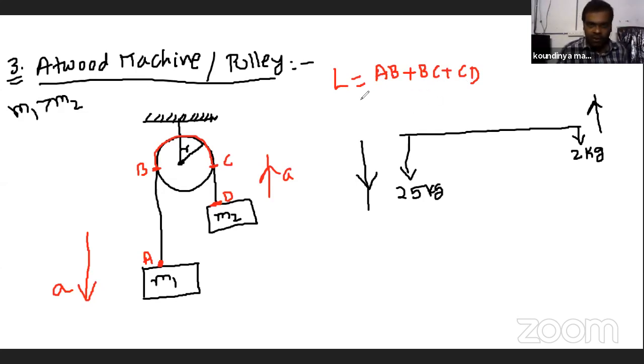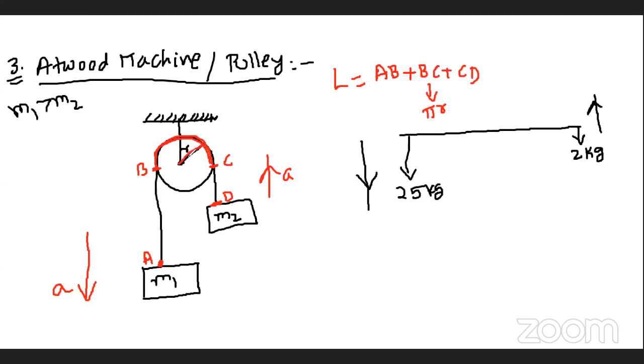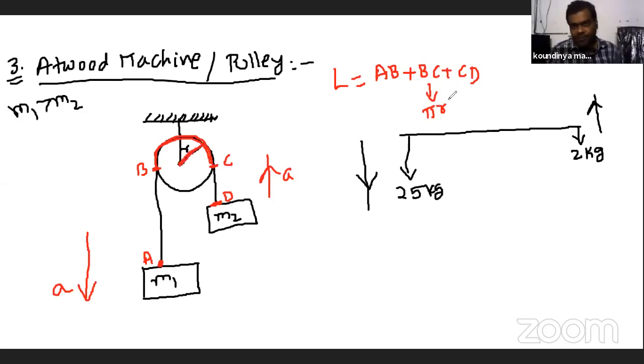BC, you can see here, is a semicircle. I can write it as pi r, where r is the radius of the wheel, which is a constant. That means if I differentiate it, that is dl by dt. Since L is a constant, that is 0.